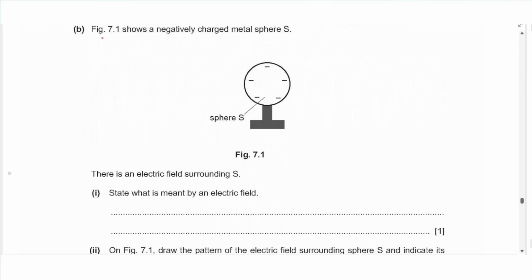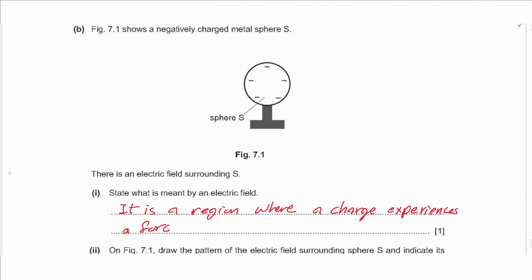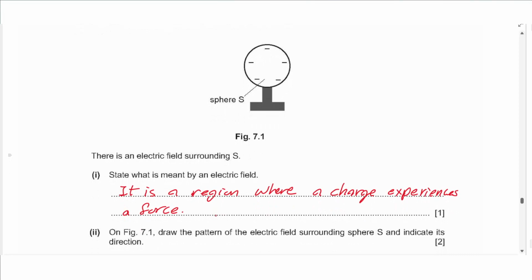Question B says figure 7.1 shows a negatively charged metal sphere S. There is an electric field surrounding S. Part I says state what is meant by an electric field. It is a region where a charge experiences a force. Part I says on figure 7.1 draw the pattern of the electric field surrounding sphere S and indicate its direction.